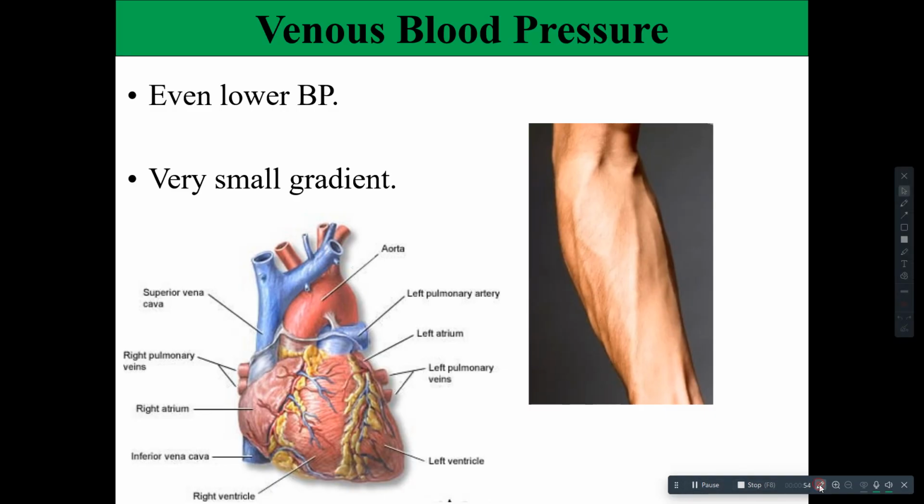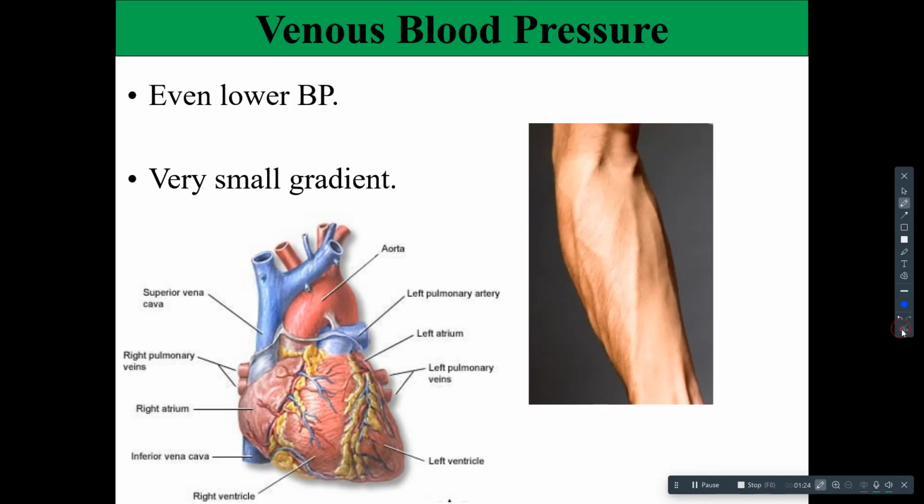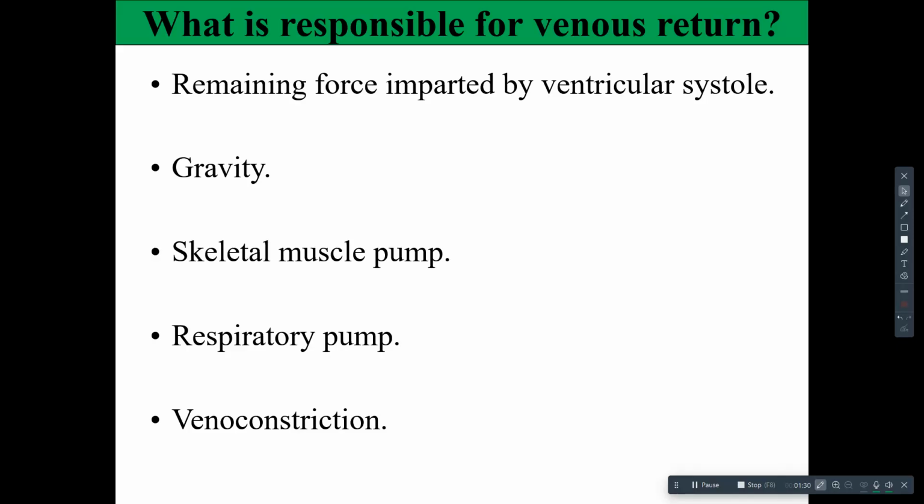The problem, though, is that if we have low blood pressure in our veins, and we know veins need to send blood back to the heart, right? And if there's not very much pressure in the veins, then the pressure difference between these two things is very small. There's a very small gradient driving blood flow back to the heart. However, we do have some tricks up our sleeve that help us get blood back to the heart. And by the way, that movement of blood back to the heart is known as venous return.